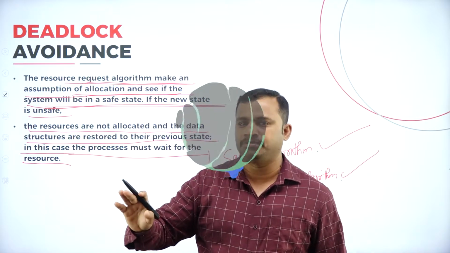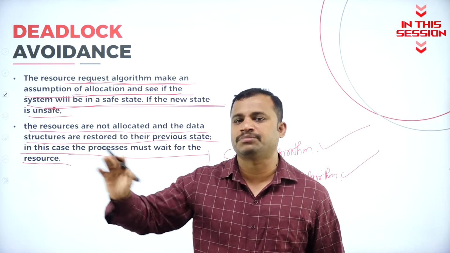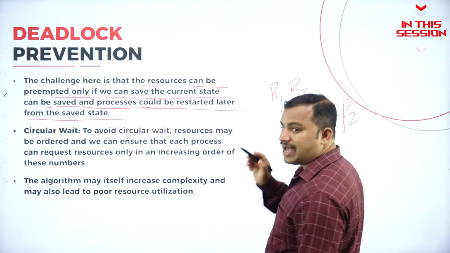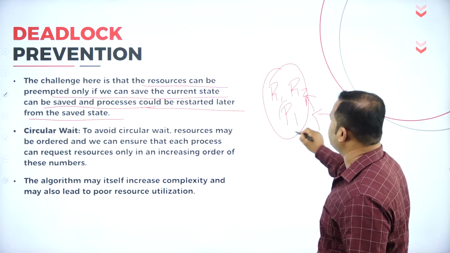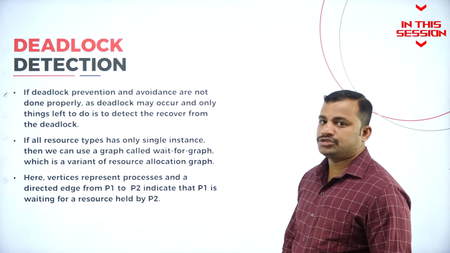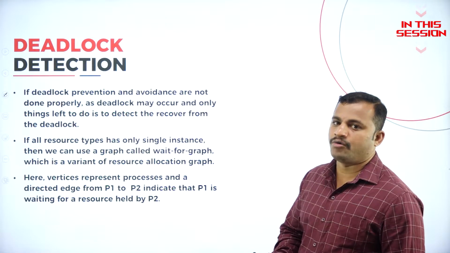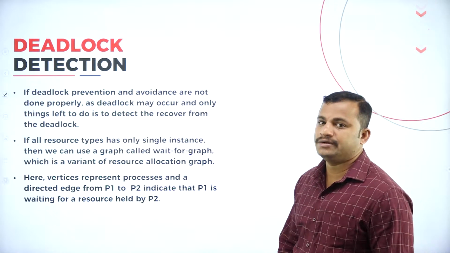It won't grant permission to allocate the resources to the process. We cannot have the mutual exclusion property as the only one property to avoid the deadlock prevention. The challenge here is to save the state of this execution, that is process P1. We have used deadlock prevention and deadlock avoidance. How deadlocks are detected?